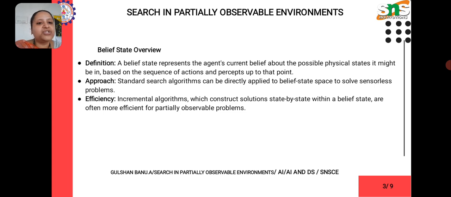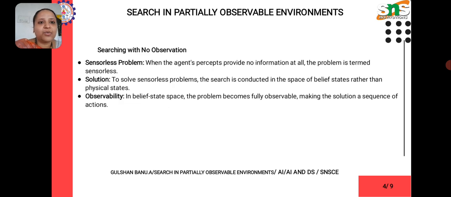Now what are the approaches based on the belief state? The standard search algorithm can be directly applied to the belief state space to solve sensorless problems. The efficiency is that it is an incremental algorithm which constructs solutions state by state within a belief state, and it is often more efficient for partially observable problems. Now what does searching with no observation mean? When you have no information provided and you have to search a process, it is related to searching with no observation. When the agent's percepts provide no information, the problem is termed sensorless.